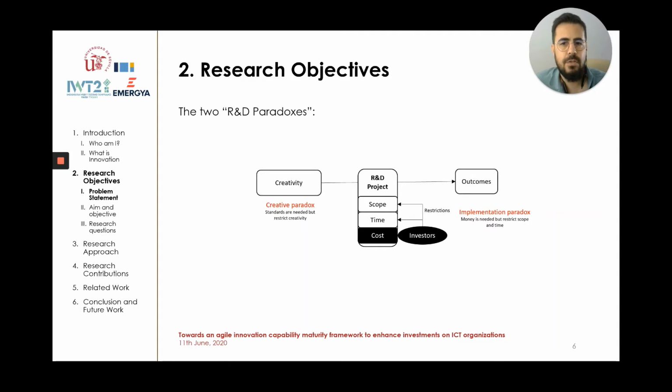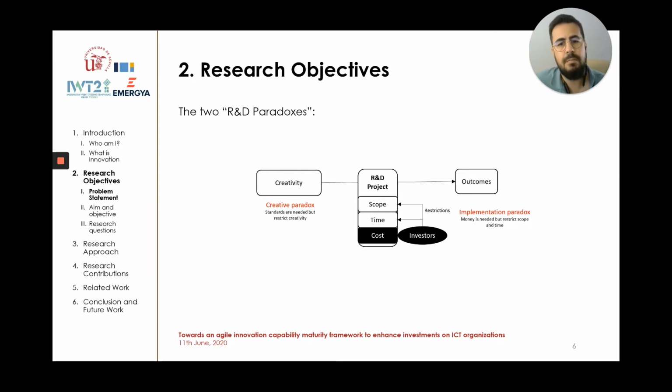Two paradoxes have been detected. First one, we have the creative paradox. From an idea generation perspective, innovation as a business process must be systematized, but it is inherently a creative process that needs agility and freedom. This fact is considered as the creative paradox in this PhD, which has been extensively studied in numerous researches.